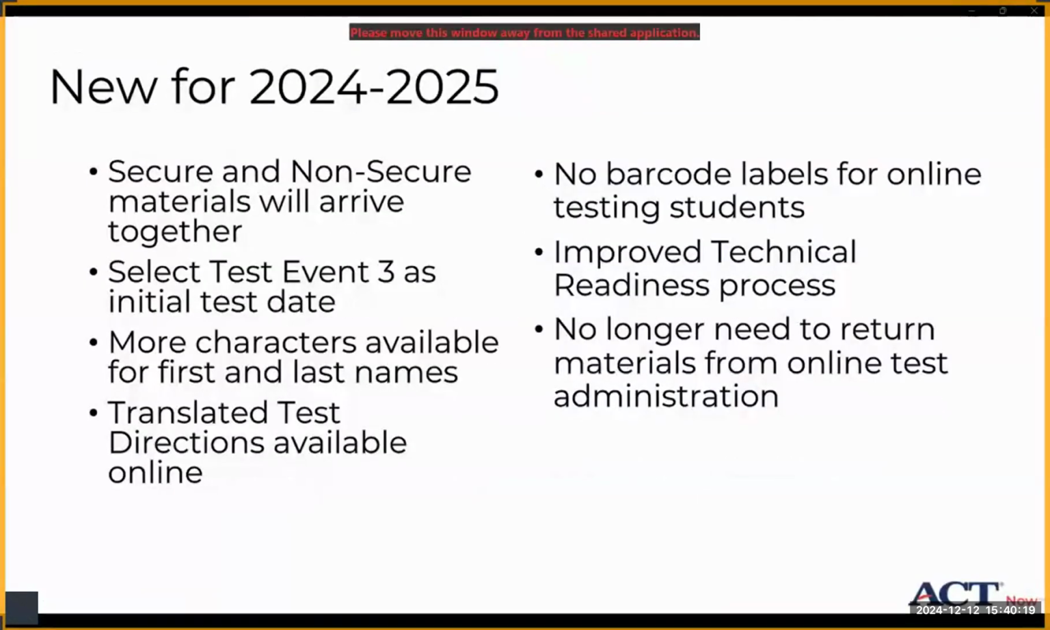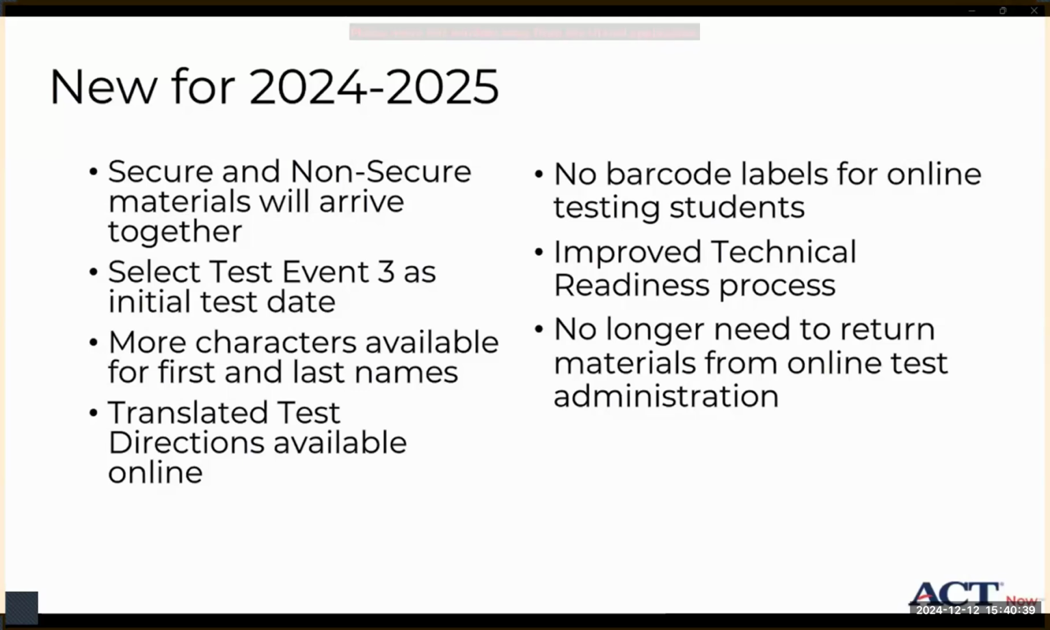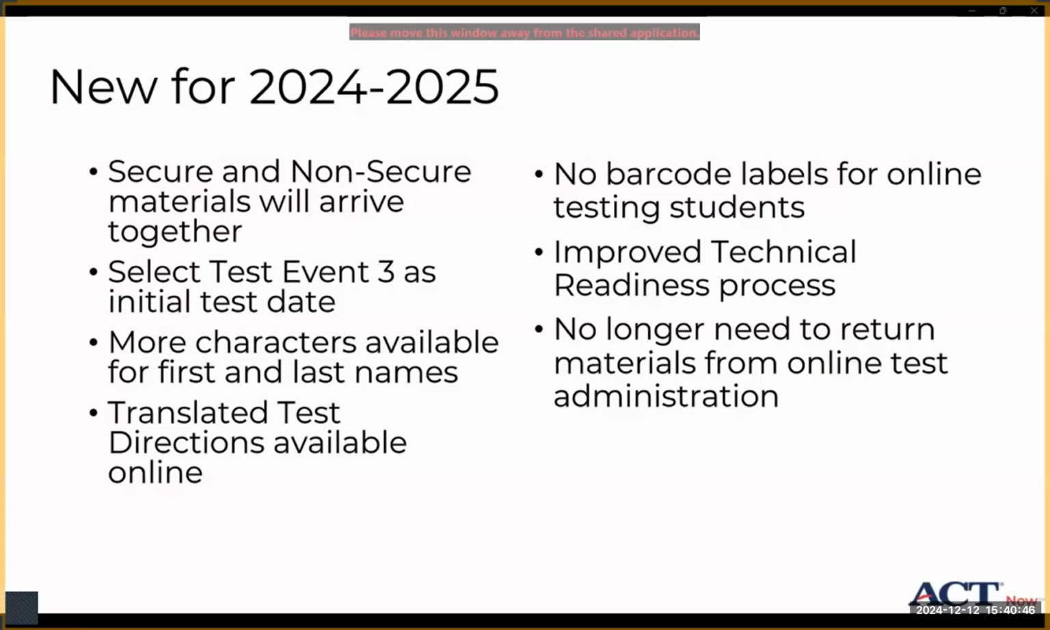Outside of using ACT Now, a few changes have been made for the 2024-2025 academic year. Both secure and non-secure materials will be shipped together if you select Test Event 2 as your initial test date. The materials will arrive 2 to 3 weeks prior to testing. You may now select Test Event 3 as your initial test date. You will now have 40 characters for both first and last names, eliminating the need to truncate names.